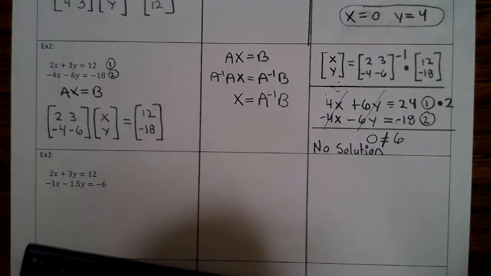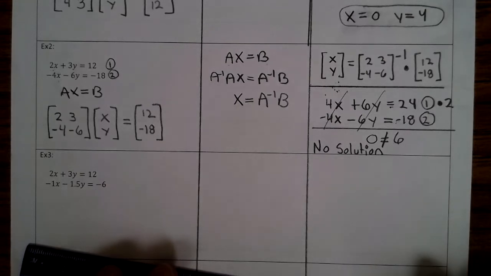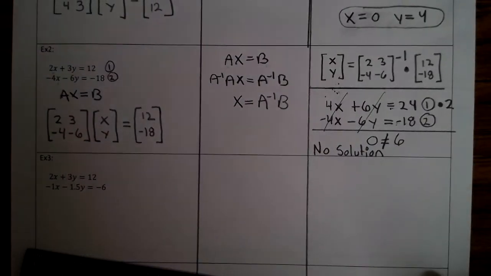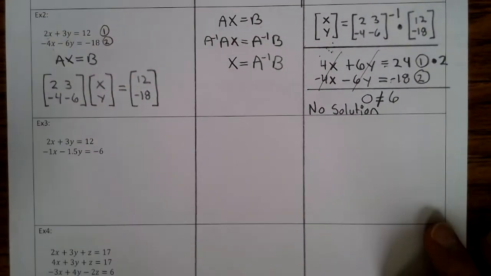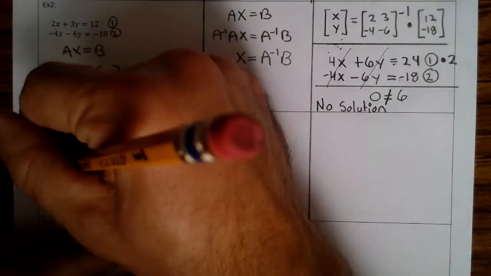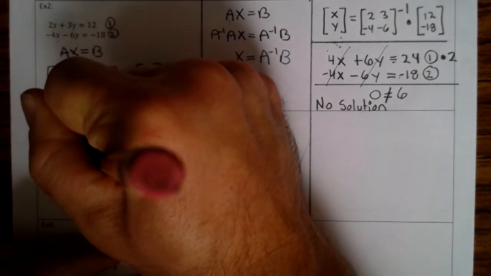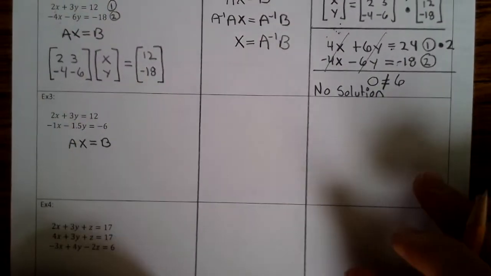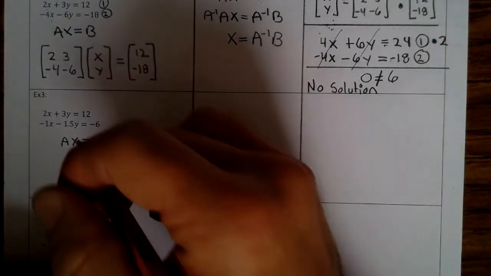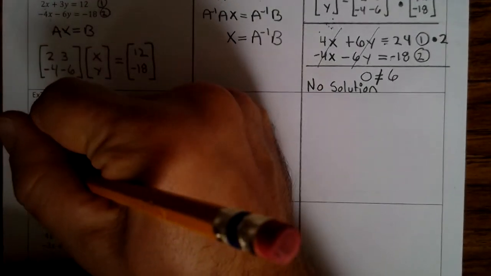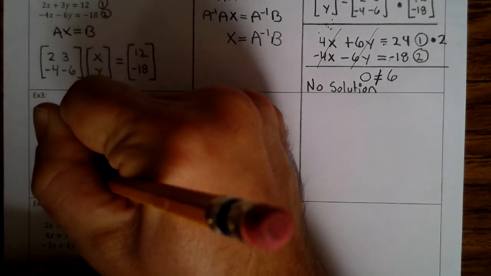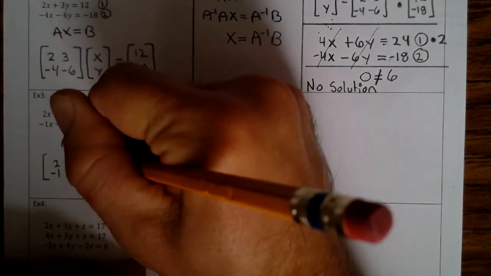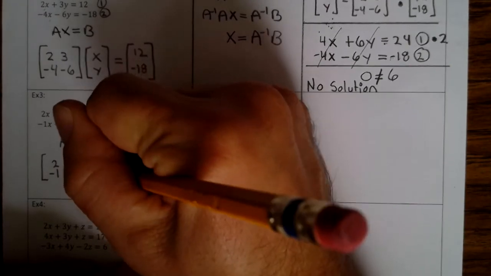All right, so now let's take a look at example 3. All right, so first things first, we know we're going to need to have AX equals B. So then that's matrix A is 2, negative 1, 3, negative 1.5, times X, Y, equals 12, negative 6.